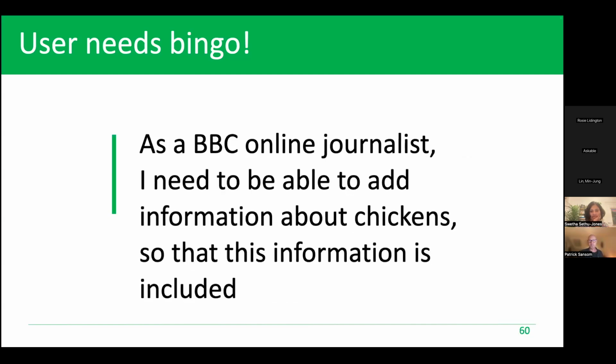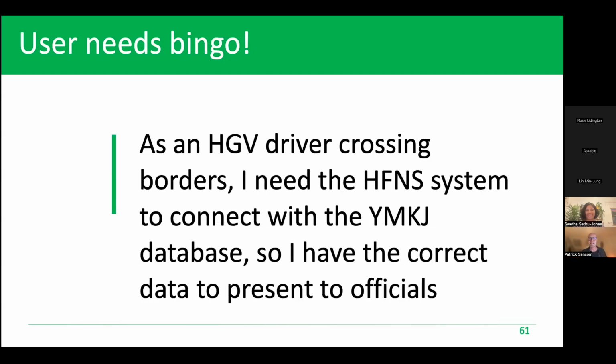Right. As a BBC online journalist, I need to be able to add information about chickens so that this information is included. Is that good? Is that bad? Is it on the bingo card? What do you think? As an HGV driver crossing borders, I need the HFNS system to connect to the YMKJ database so they have the correct data to present to officials. Is that a good need? Is that a bad need?